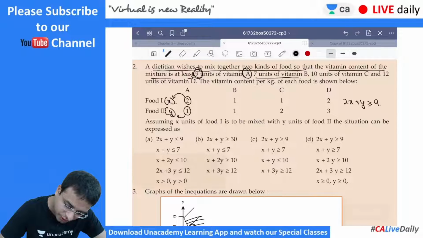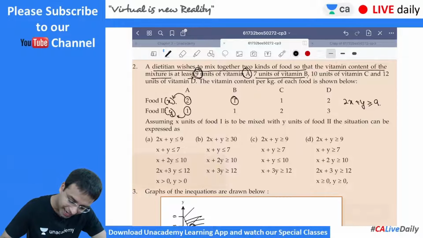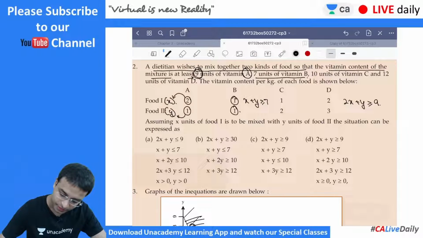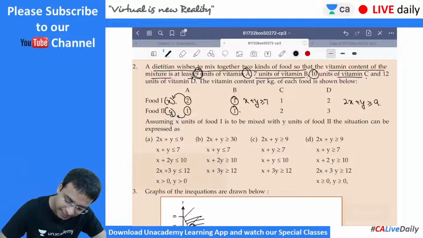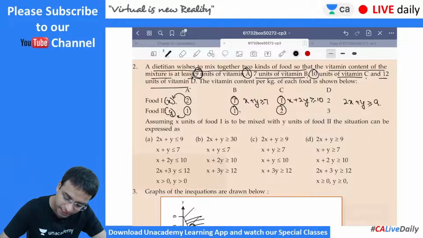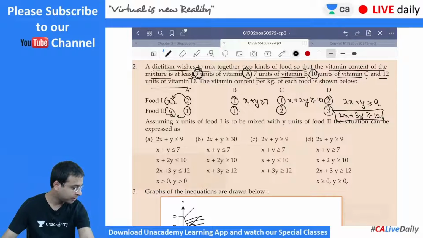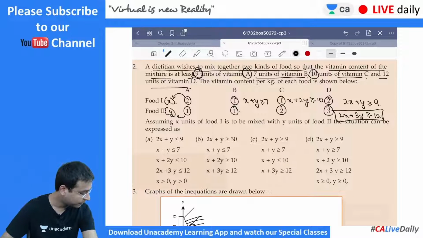Then 7 units of vitamin B. So 1x plus 1y, x plus y greater than equal to 7. 10 units of vitamin C, x plus 2y greater than equal to 10. And 12 units of vitamin D, 2x plus 3y greater than equal to 12.